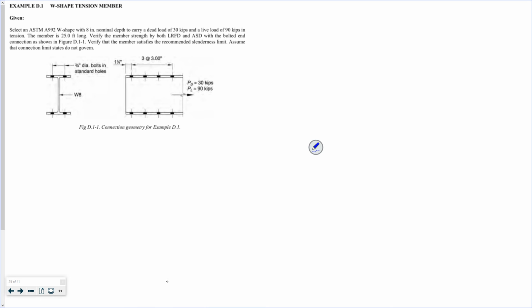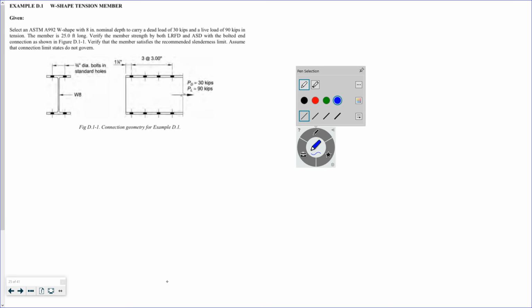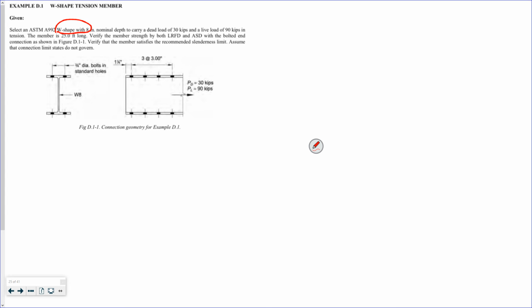Okay, let's look at a design example where instead of checking an existing selection, you have to actually pick one yourself. So our first thing, it says select an ASTM A992 W shape with an 8-inch nominal depth. So we're talking about a W8, right? That means a W8, an ASTM A992.